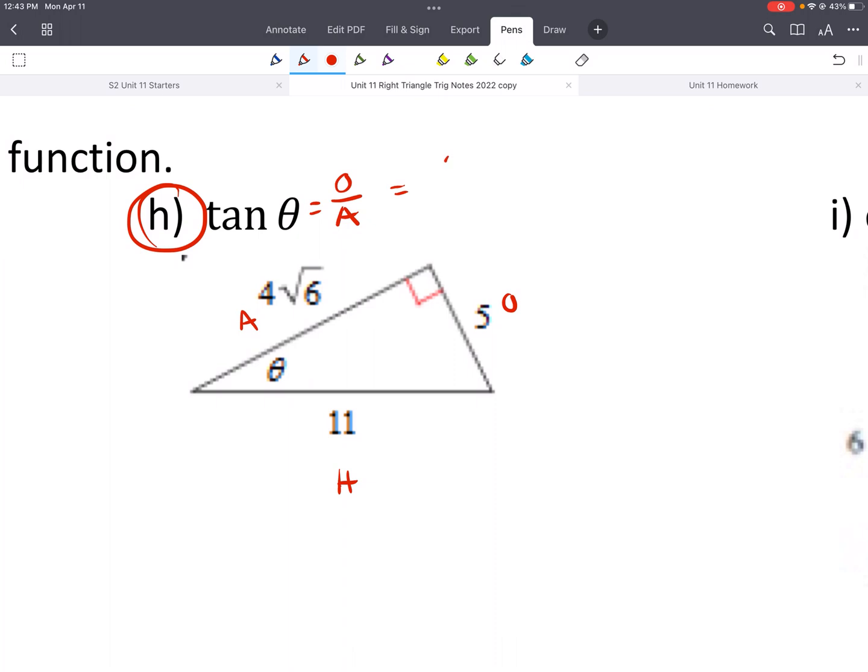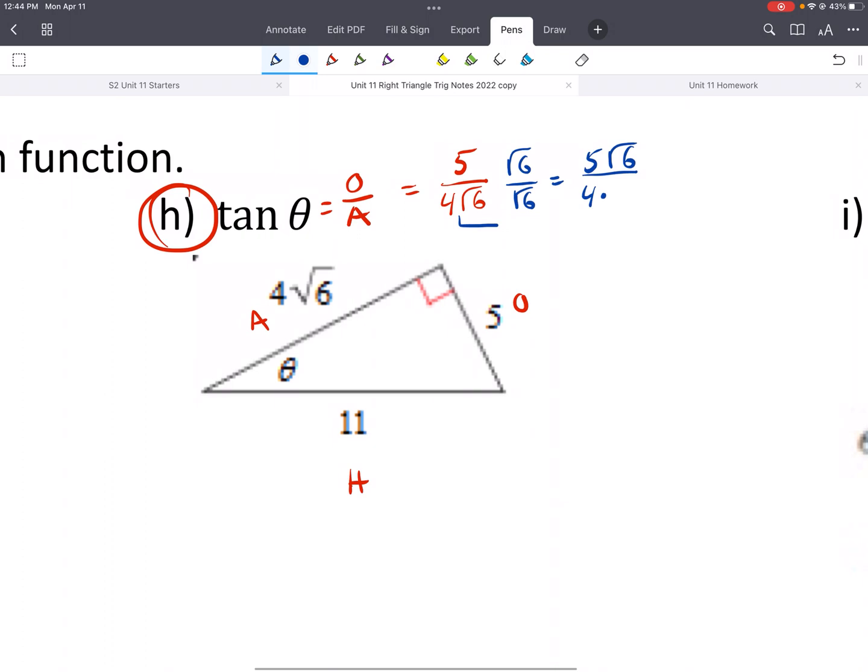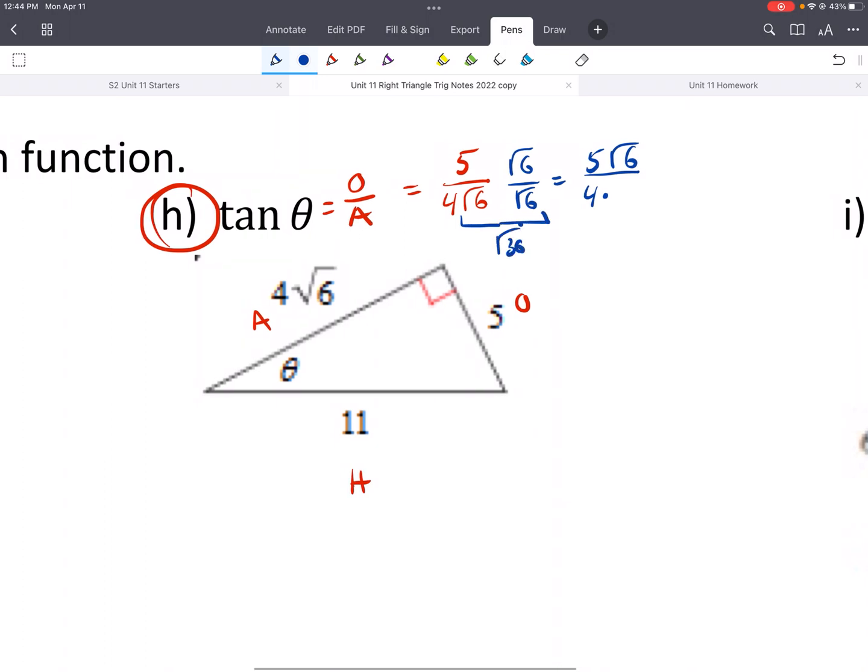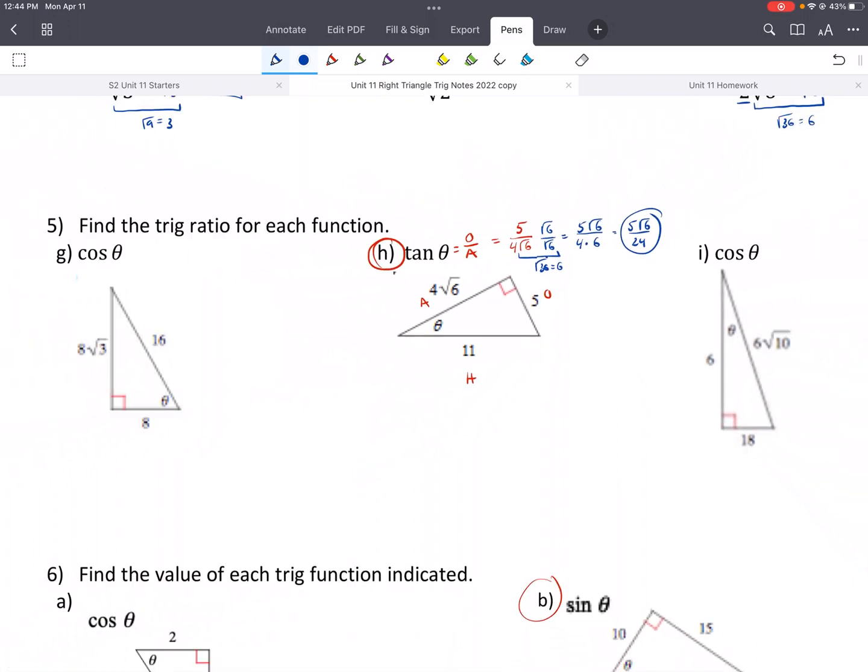But here we'd have opposite, which is 5 over 4 square roots of 6. So here we have a root in the denominator. We need to rationalize it, so we'd multiply top and bottom by the square root of 6. So 5 square roots of 6 over 4 times, and again, this is just the square root of 36, or 6. So 5 square roots of 6 over 24. And that can't be simplified. The only thing that goes into 5 is 5 and 1, and 5 doesn't go into 24. So that's the type of problem.